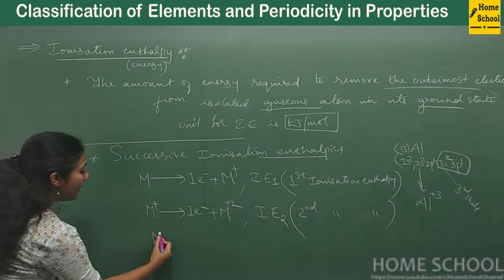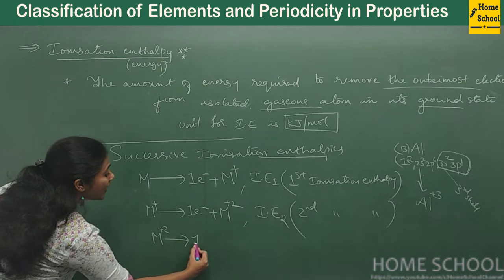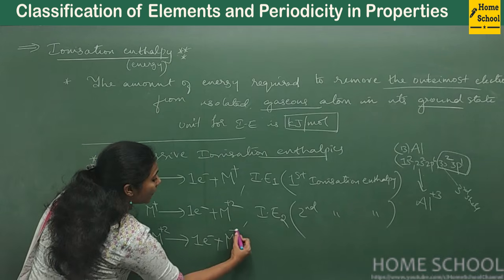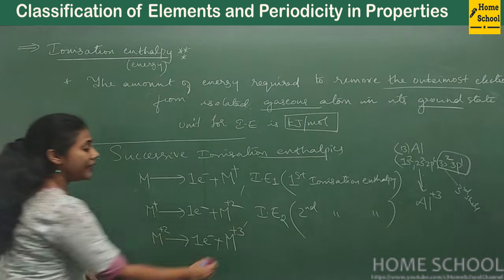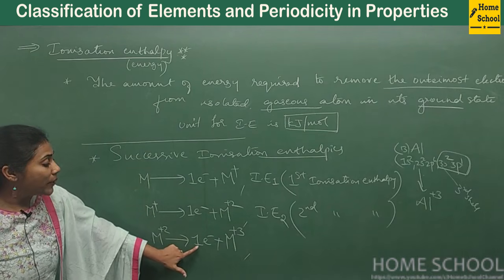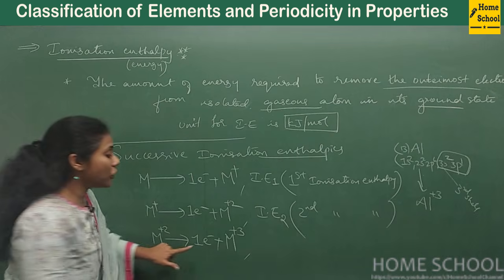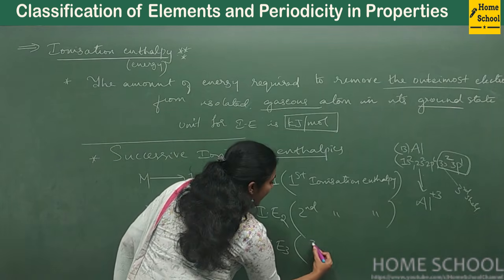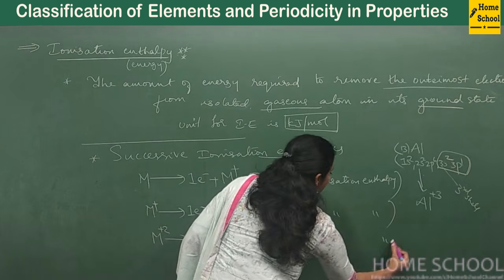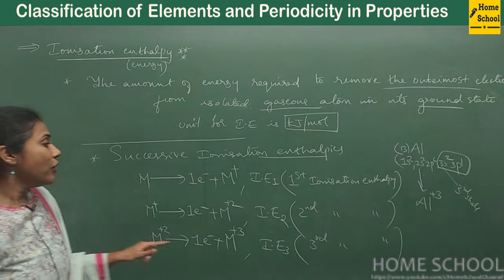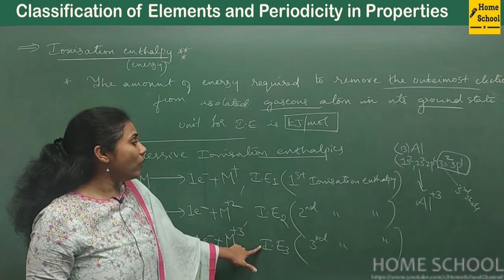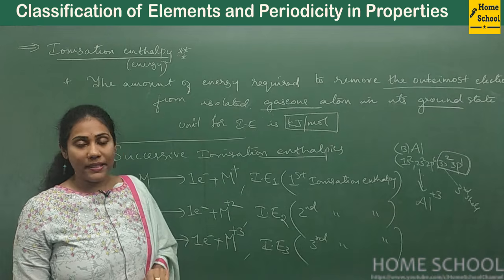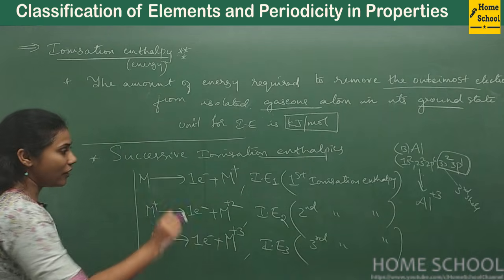Whereas from M plus 2, if you remove one more electron, then this M plus 2 gets converted into M plus 3. And the energy required to remove the third outermost electron is called IE3, which we call the third ionization enthalpy. So this IE1, IE2 and IE3 are called successive ionization enthalpies. Okay, is the concept clear?